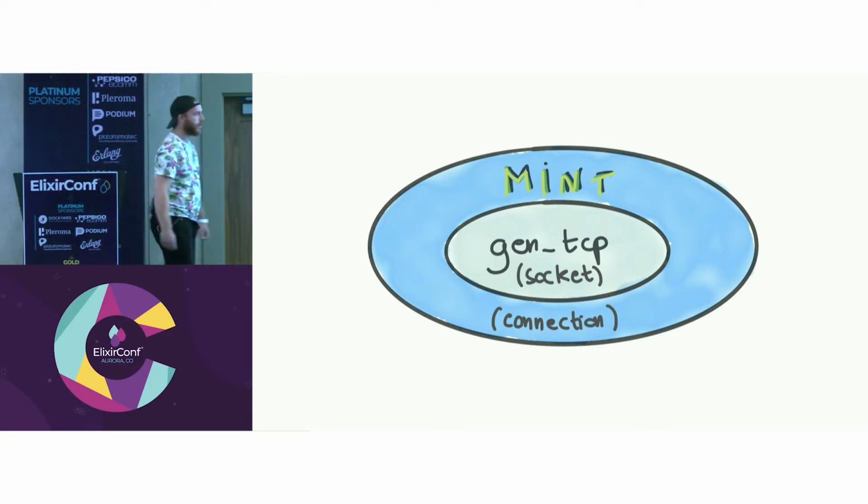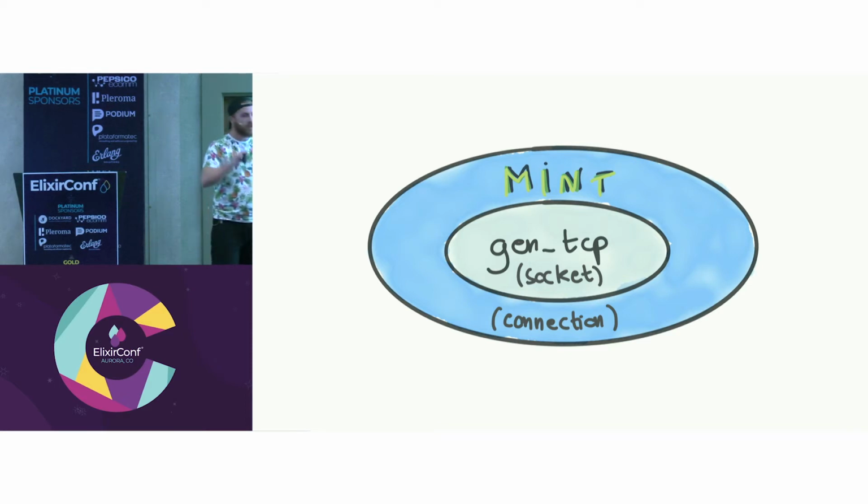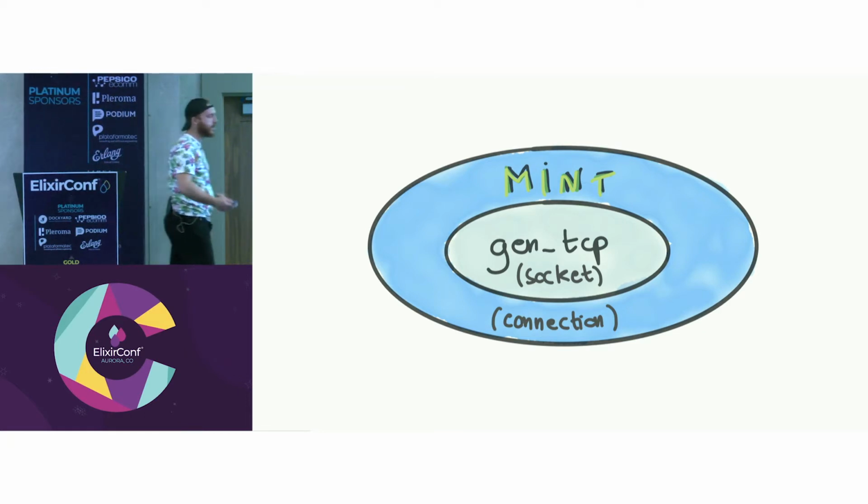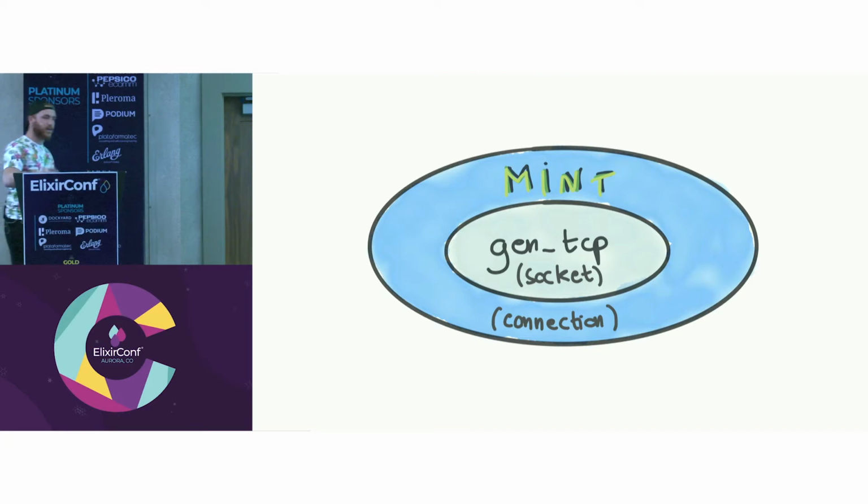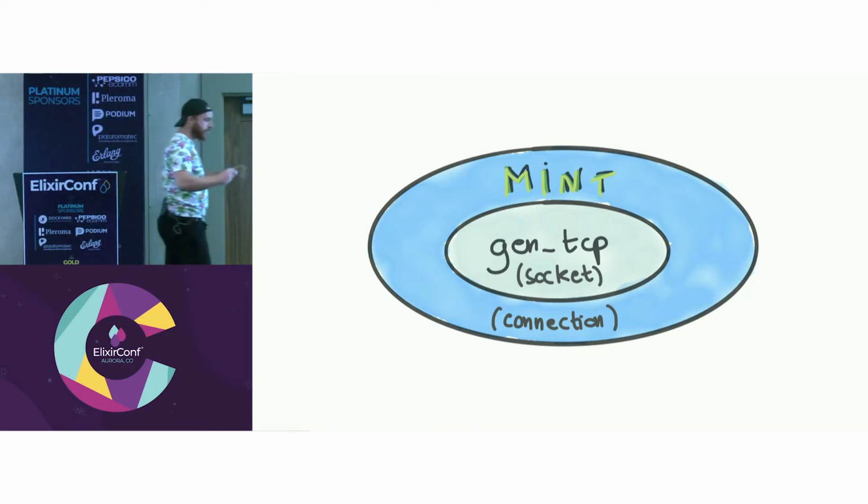And you can send data and receive data from the other end of the connection. So GenTCP and SSL deal with raw data, raw bytes. Mint is basically a wrapper around that. A Mint connection is a data structure that contains a TCP or SSL socket, but also knows how to speak the HTTP protocol. So instead of exchanging just bytes, you exchange meaningful HTTP things. For example, you exchange requests and responses, and it knows how to encode and decode them. It's GenTCP, but with an HTTP layer on top.